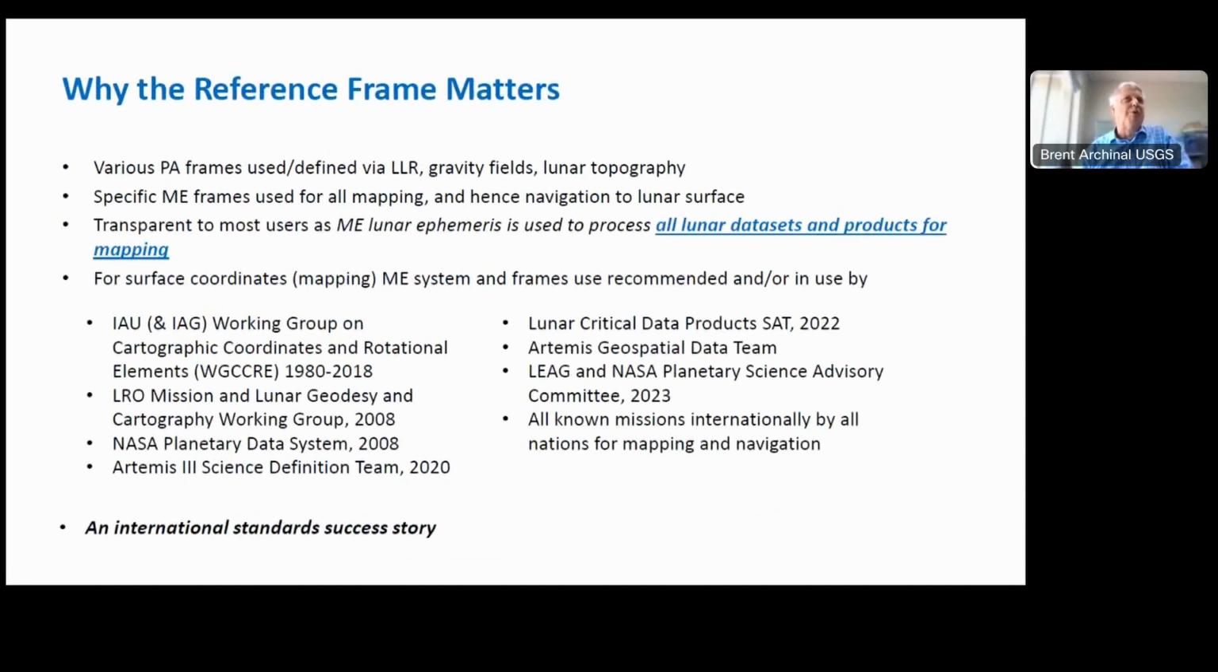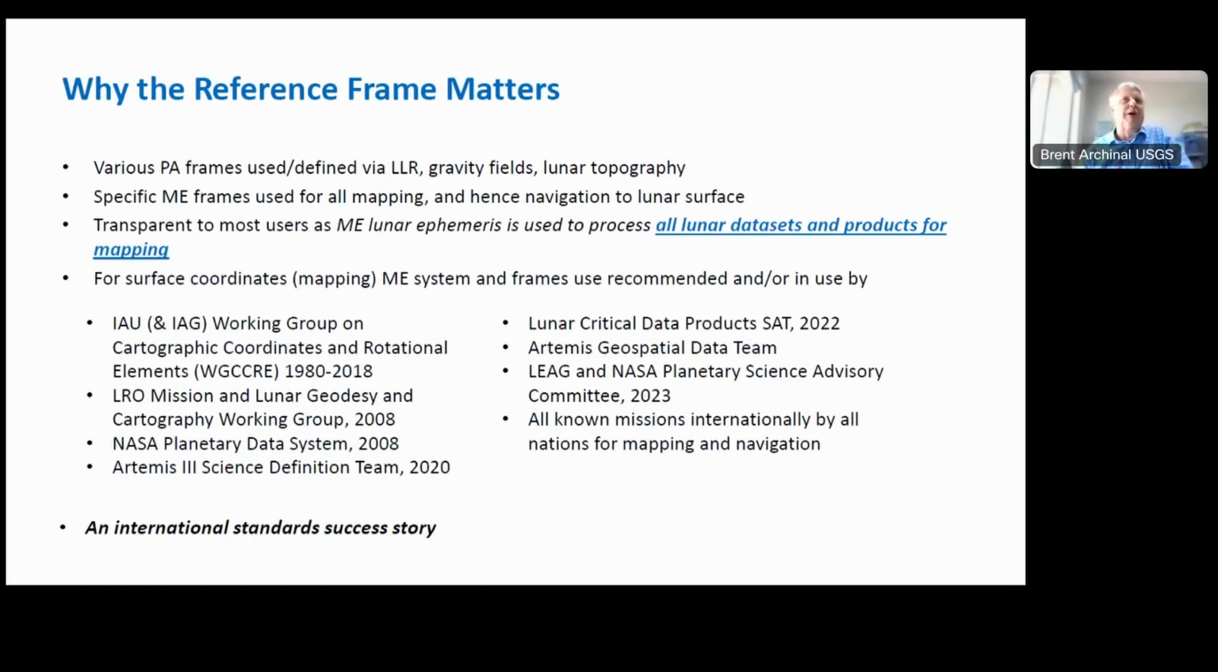So why does this all matter? Of course, I've already mentioned the uses: PA for gravity fields and topography, ME frames for mapping. And for most users, all this is transparent because in the background, the lunar ephemeris is generated along with these frames, and it's the ephemeris that's used to determine the orientation of the moon, and then lunar data products, for example from LRO or other missions, and all data and products are based on that system and that ephemeris.